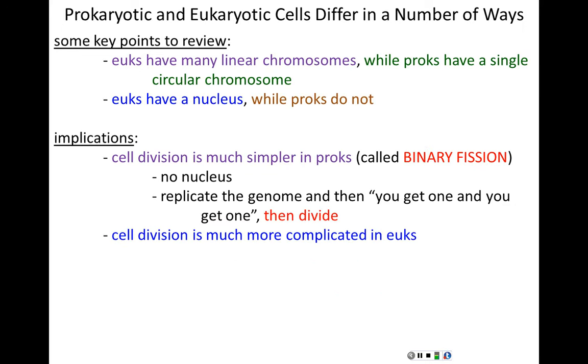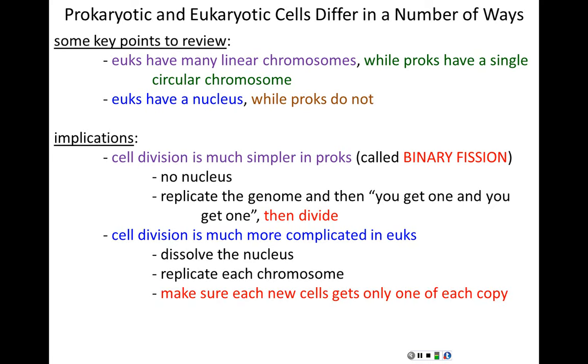Cell division is much more complicated in eukaryotic cells. First of all, we've got this nucleus that we have to get rid of before we can even begin to reproduce cellularly, so we've got to dissolve the nucleus. Each chromosome needs to be replicated. We have 46 chromosomes in our cell. Each one needs to be copied. Then we've got to deal out these new copied chromosomes so that each daughter cell gets 1 copy and only 1 copy of these newly replicated chromosomes.